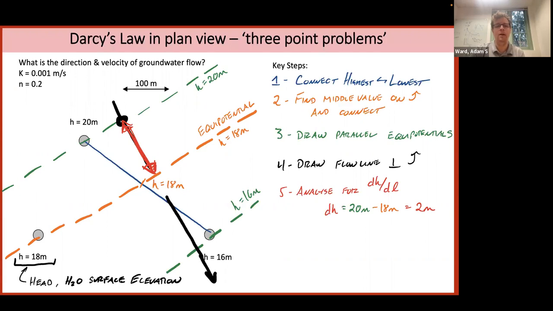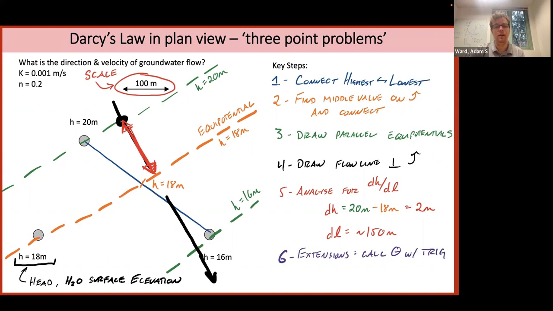or head drop. And then we can get the length of that line because we're given a scale in the map view or plan view here. So that little scale bar that I've highlighted that says 100 meters, I'm using that to estimate my red line is about 150 meters. And of course, if you're working this out on a sheet of paper with a ruler, you can be much more exact. So you've got dh/dl, you've got a direction here.